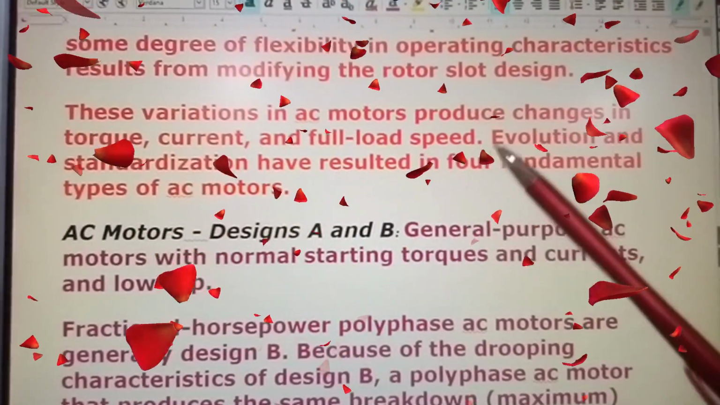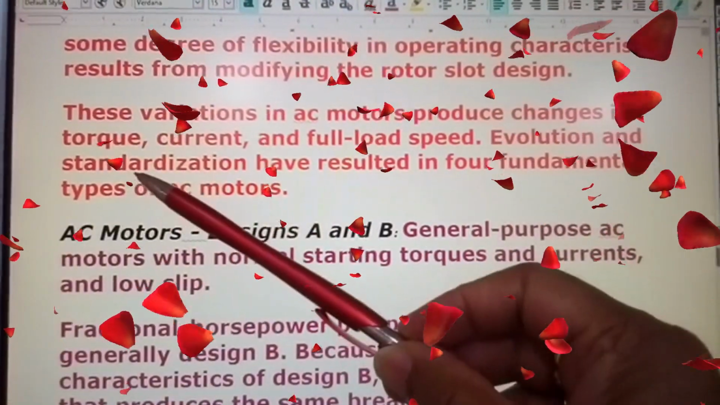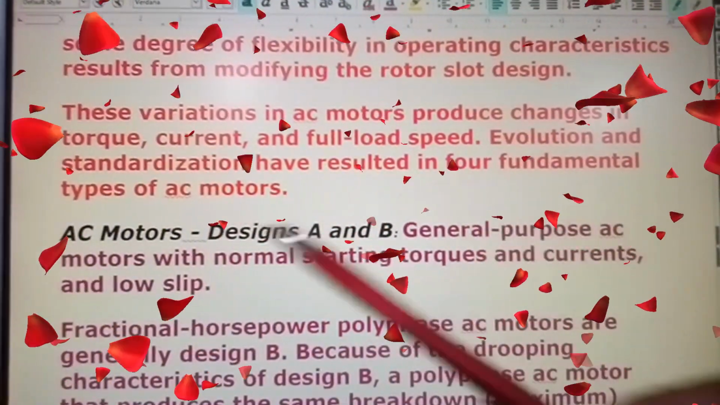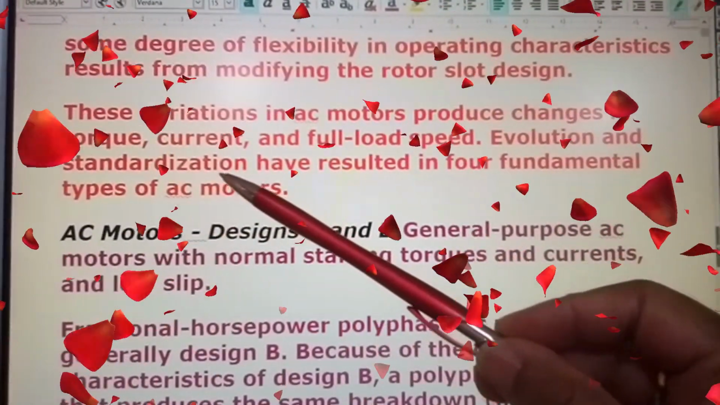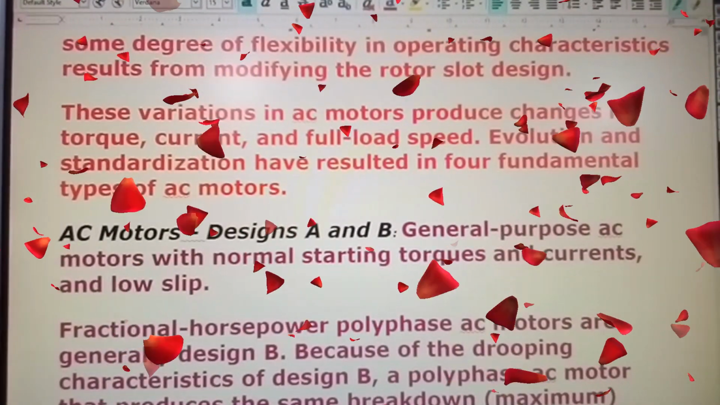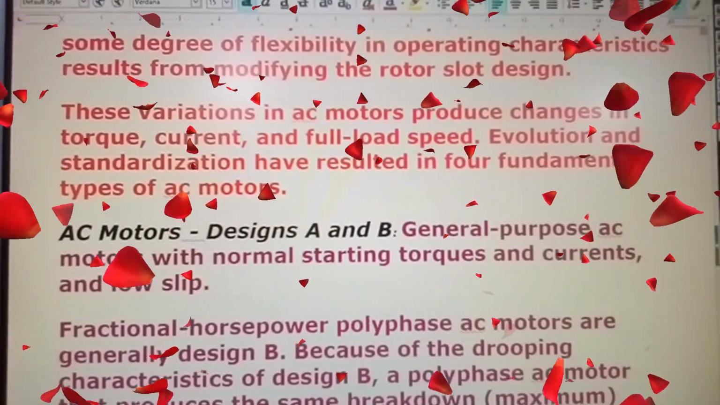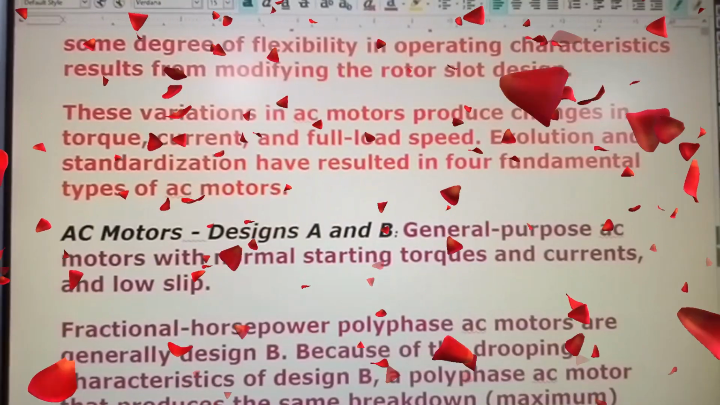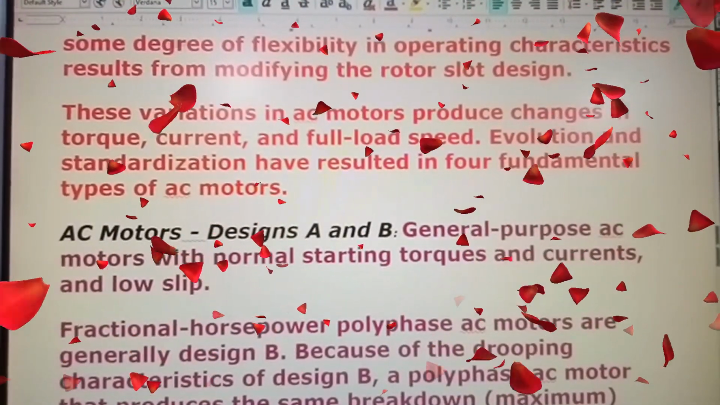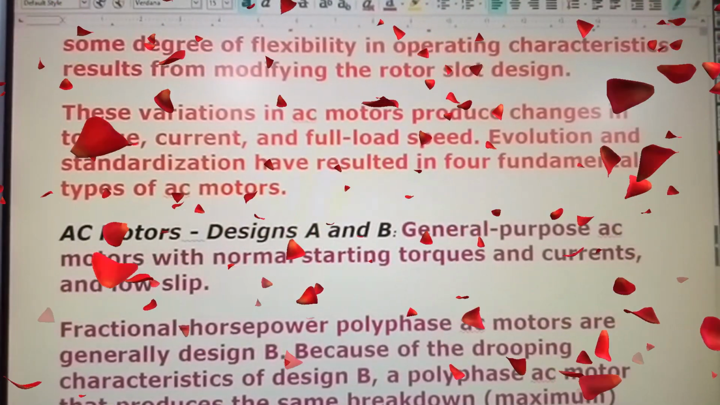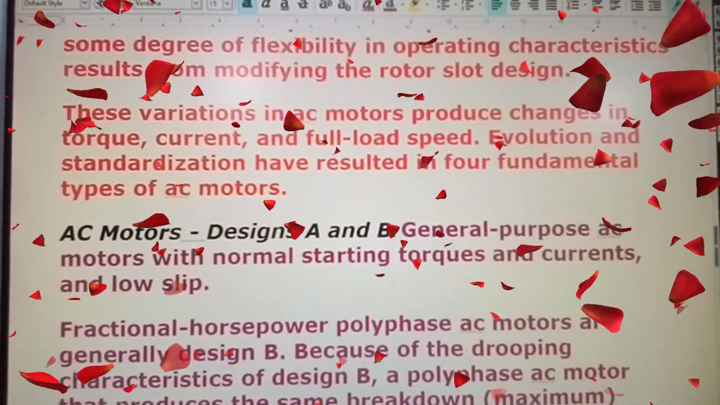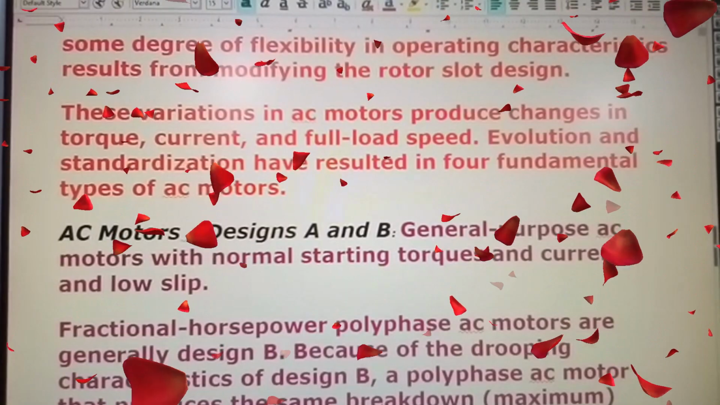And again, just to recap, evolution and standardization have resulted in 4 fundamental types of AC motors. The standardization, whether you're in India, China, Pakistan, United Kingdom, France, Belgium, those motors will be the same. The principle will be exactly the same. Admittedly, the voltage supply might be slightly different in some cases, but the motor itself will still be the same.